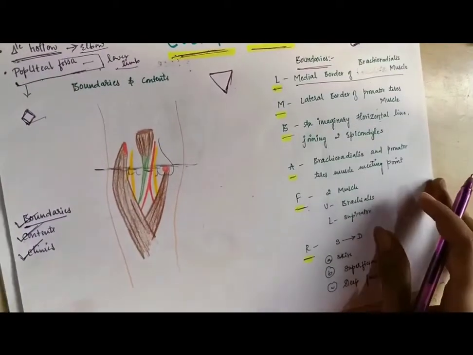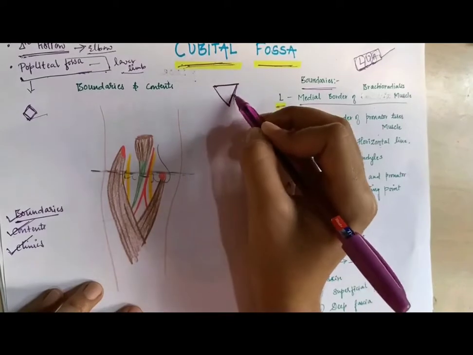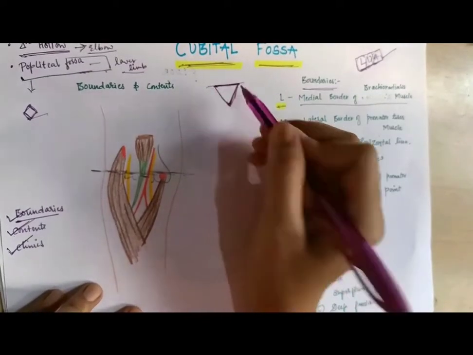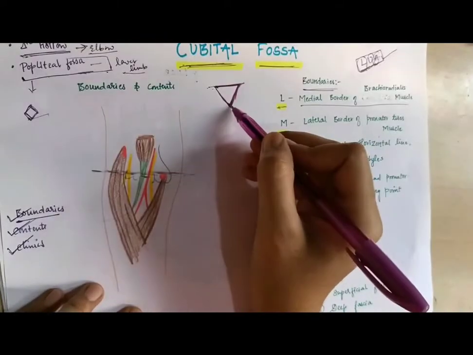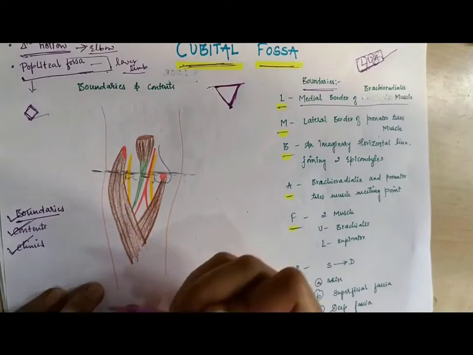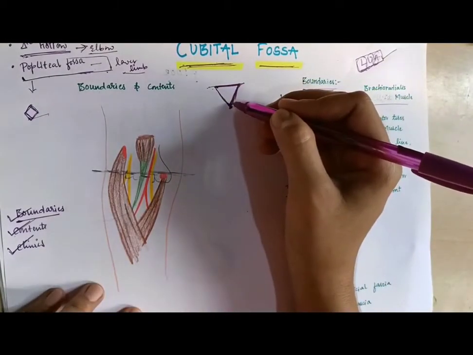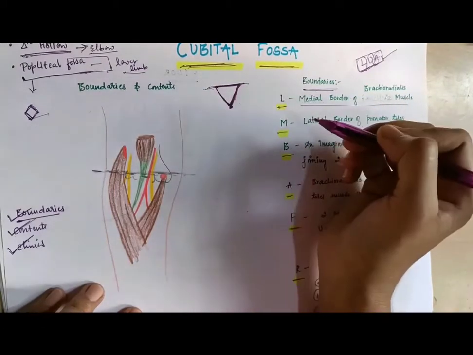So I have told you that cubital fossa is a triangular hollow that is present in front of the elbow. So if it is a triangular hollow, it must have a base, it must have medial and lateral boundaries. So let's study what makes its medial border, its lateral boundary, and then the base.